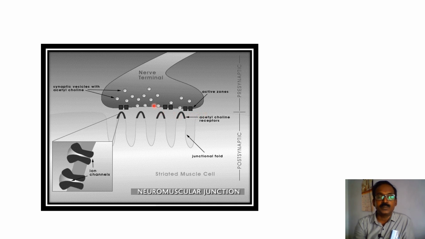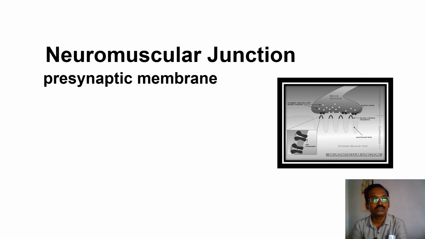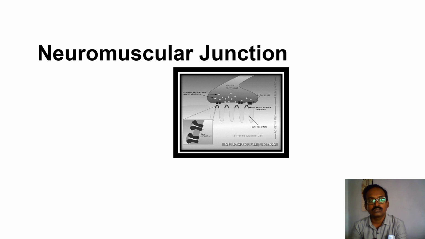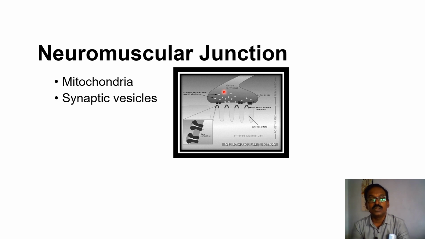The space between the presynaptic membrane and postsynaptic membrane is called the synaptic cleft. The diameter of the synaptic cleft is 100 nanometers. In the neuromuscular junction, the presynaptic membrane has a large number of mitochondria. It is metabolically active. So it has the synaptic vesicles.